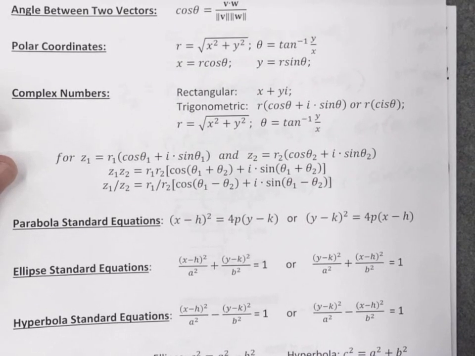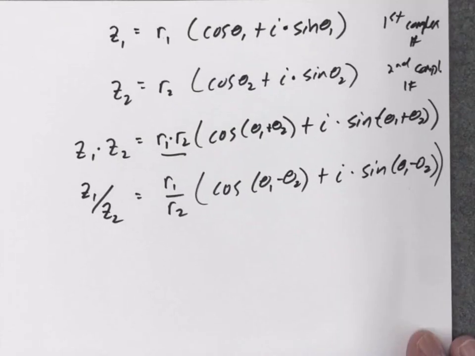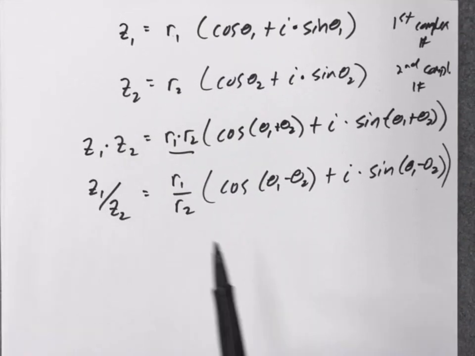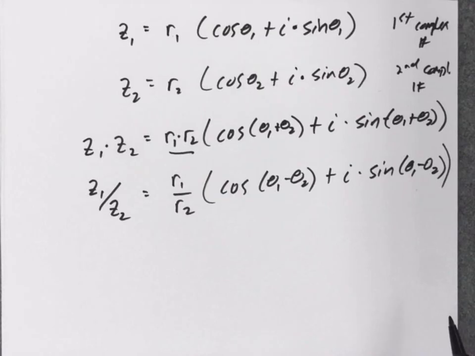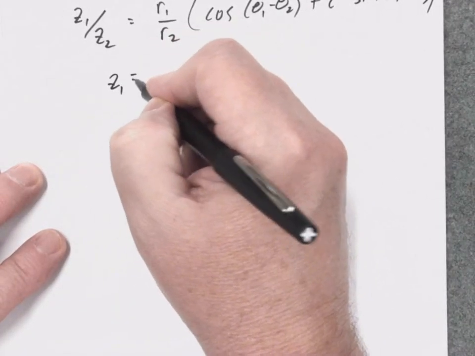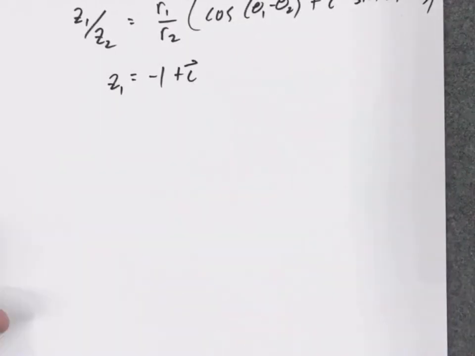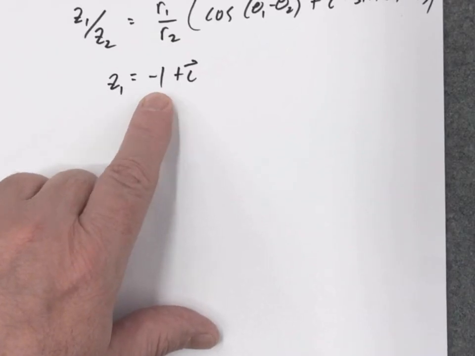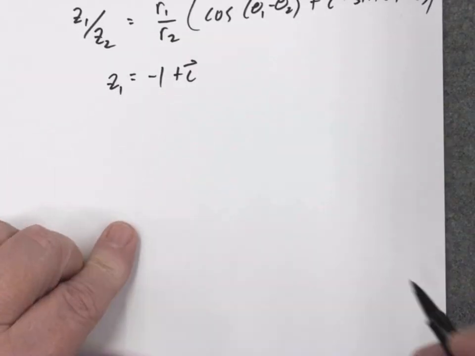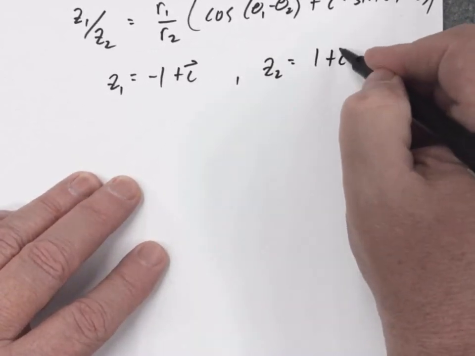So our final problem here is, we're going to take two complex numbers in rectangular form, and we want to multiply and divide them in trigonometric form. So the first thing I'm going to have to do is convert the numbers. In other words, my first number in rectangular form, z1 is negative 1 plus i. z2 is going to be 1 plus i.